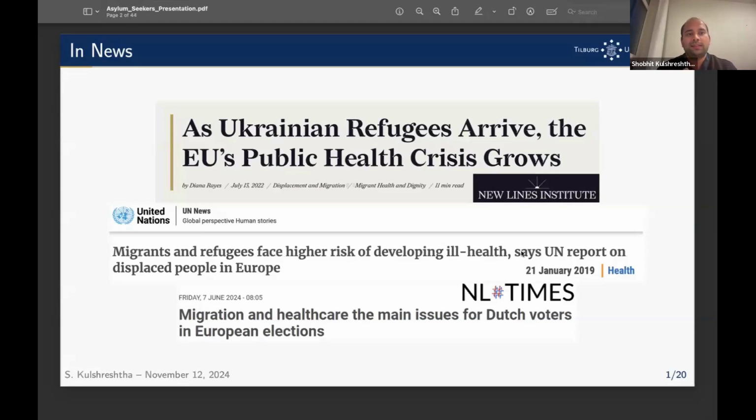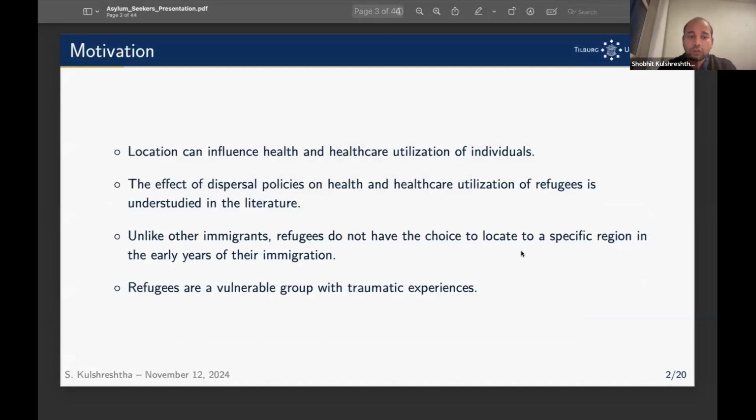So, in order to understand how, once they migrate to a developed country and start to integrate into the society, what should be taken into consideration, the first step should be to understand the health implications for these migrants once they start to integrate into the new society.